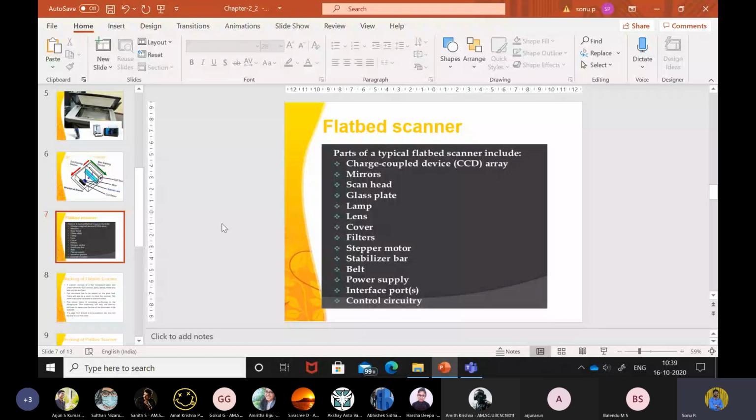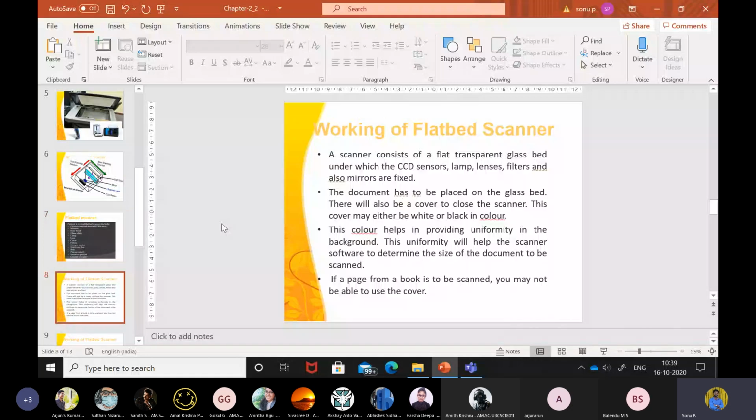Then this will give you an entire idea about the working. The entire thing is explained here. You can go through it. I think all those things I have covered. So this is another picture of the working of a flatbed scanner.